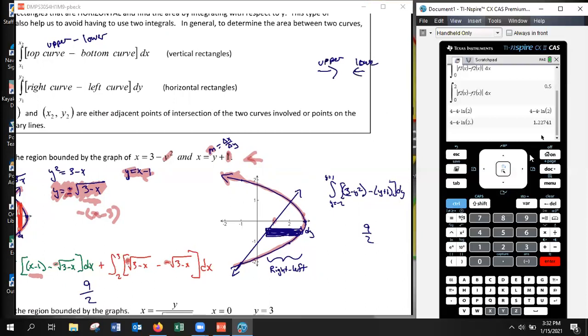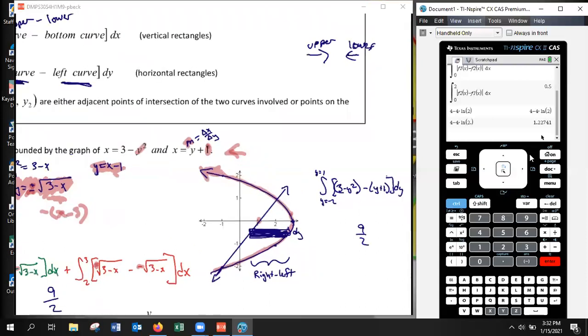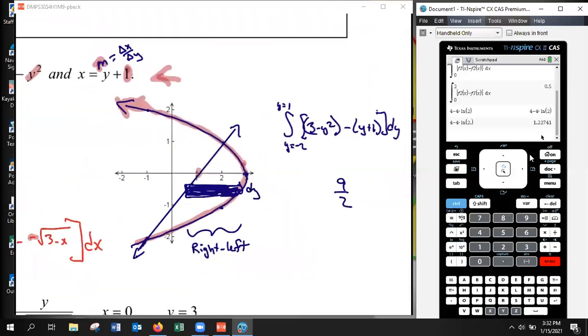So one of the things we need to look at is the right curve minus the left curve, which maintains that upper line minus lower mentality. So in this case, the upper curve is the parabola, 3 minus y squared. The lower curve is the line y plus 1. If we integrate that one, honestly we could do it by hand relatively easily. We should get 9/2 as well.